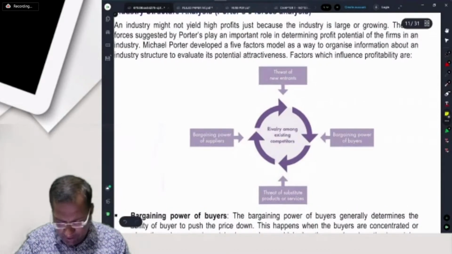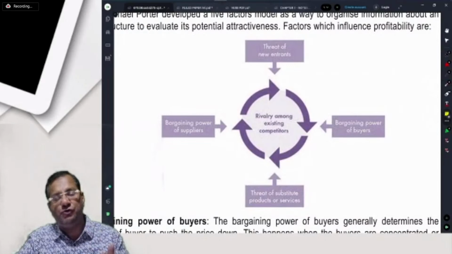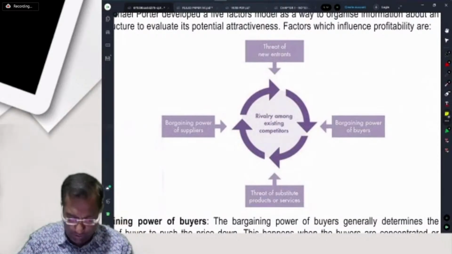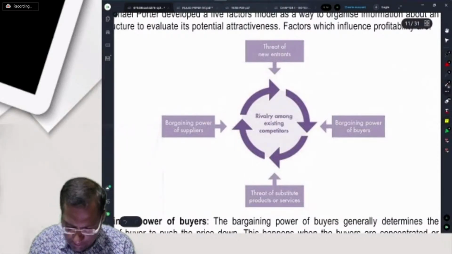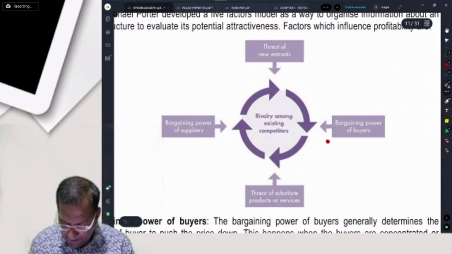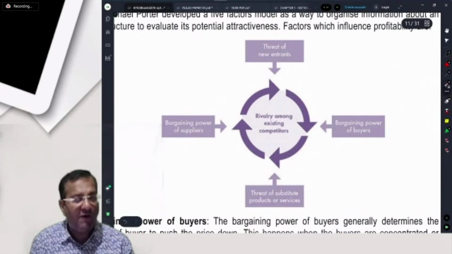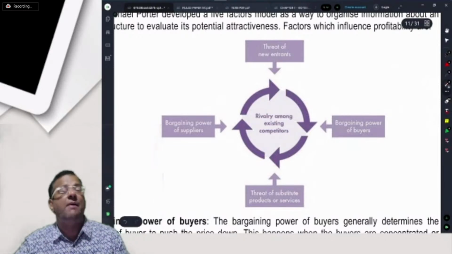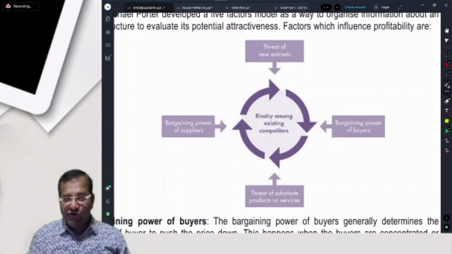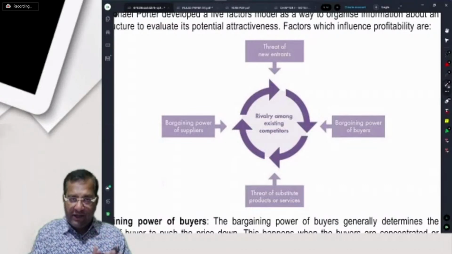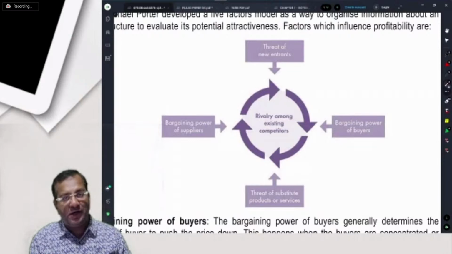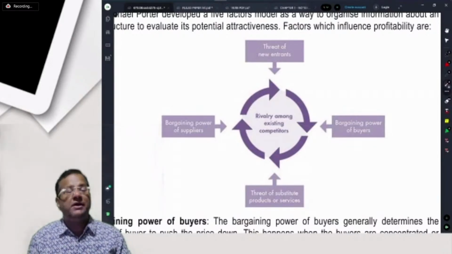So Michael Porter has given 5 points based on which we have to check whether the industry is attractive to our client or not. The first point is threat of new entrants, bargaining power of buyers, bargaining power of suppliers, threat of substitute products or services, and the last one is rivalry among existing competitors. So based on these 5 points, we will evaluate whether it is an attractive industry or not. If the majority of the points are attractive, our client will enter this industry. If the majority are not attractive, we will say no to our client entering this particular industry.